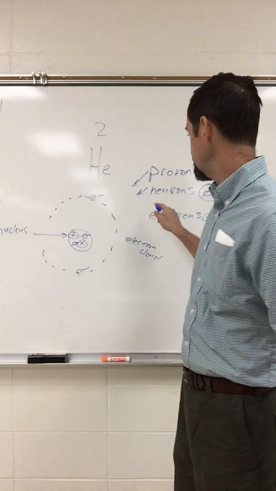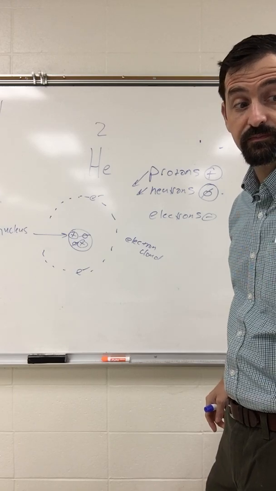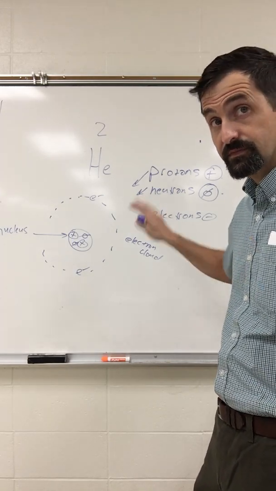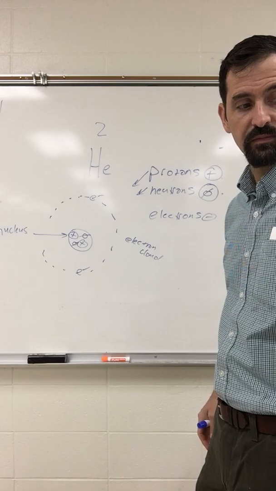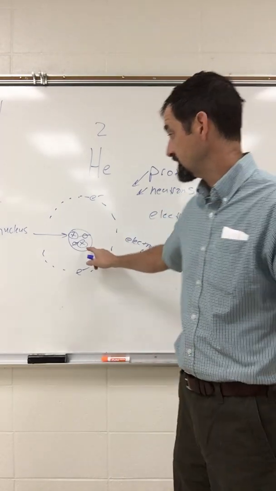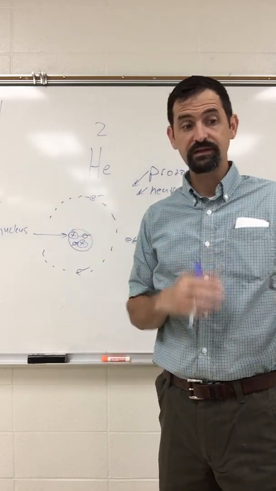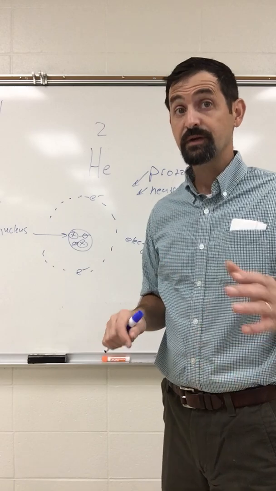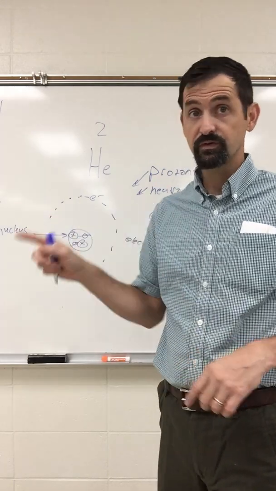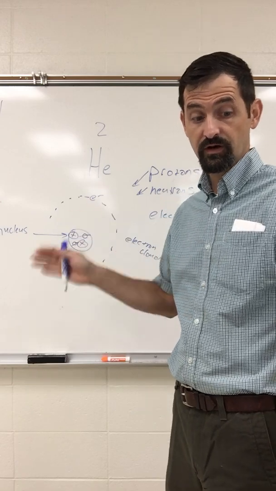Collectively, these particles are known as subatomic particles. They're smaller than the atom itself. Remember that what element this is determined by the number of protons. If I could add another proton, this wouldn't be helium, it would be lithium. It'd have different properties. The periodic table is organized 1 through 100 and something according to the number of protons.